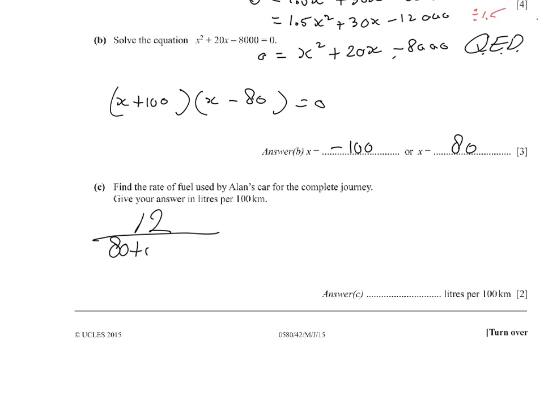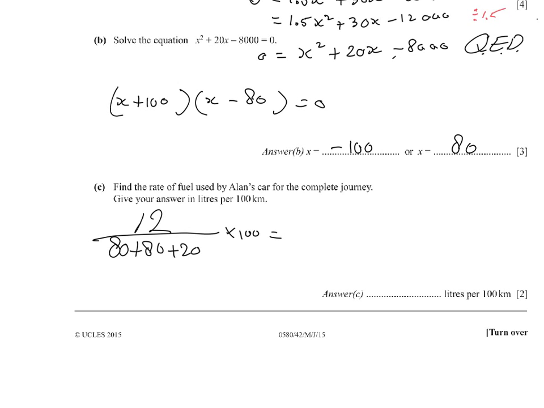So plus 80 plus 20. And that will be the amount of fuel used per kilometer, because this is the total amount of kilometers. So to get it per 100 kilometers, I multiply that by 100. Good. Give your answers in liters per kilometer.